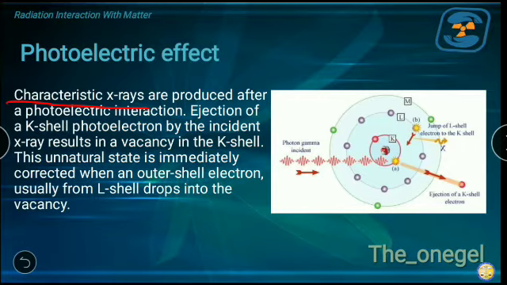Ejection of a K-shell photoelectron by the incident X-ray results in a vacancy in the K-shell. I hope you still remember the process of characteristic radiation. There's an inner shell void, then an outer shell electron will fill the gap, because the atom is abnormal when there is an inner shell void. So the outer shell electrons will fill it. This unnatural state is immediately corrected with an outer shell electron, usually from the L shell, dropping into the vacancy. That is the explanation of characteristic radiation.